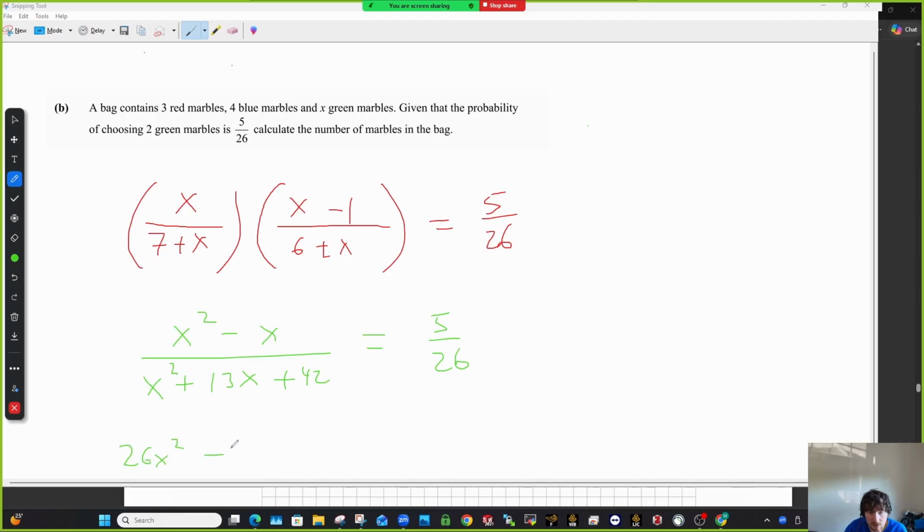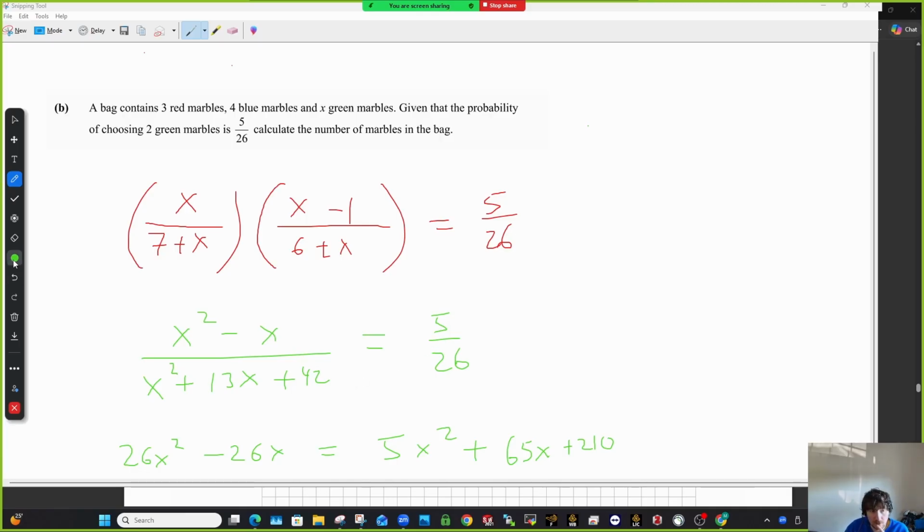26x squared minus 26x equals 5x squared plus 13 by 5 in your head, 65. And then 5 by 42, that's 210. You should know how to do them in your head. If you don't, you just multiply it by 10 and half it. That's what multiplying by 5 does. So I go 130 divided by 2, I get 65. I go this by 10 gives 420, divided by 2, you get 210. That's what multiplying by 5 does.